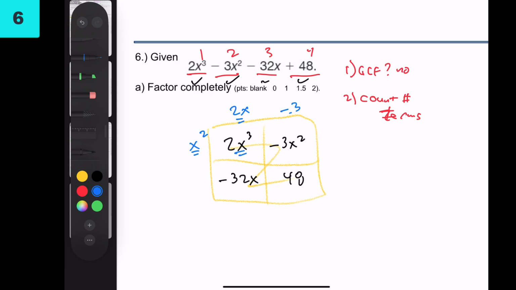So -3 times x squared will give me -3x squared. 2x times this, so I have to come up with that number, is negative 16. And then negative 3 times negative 16 is positive 48. So here's my answers.